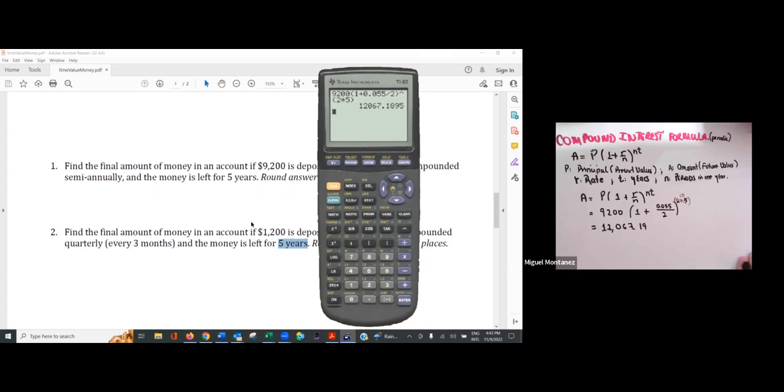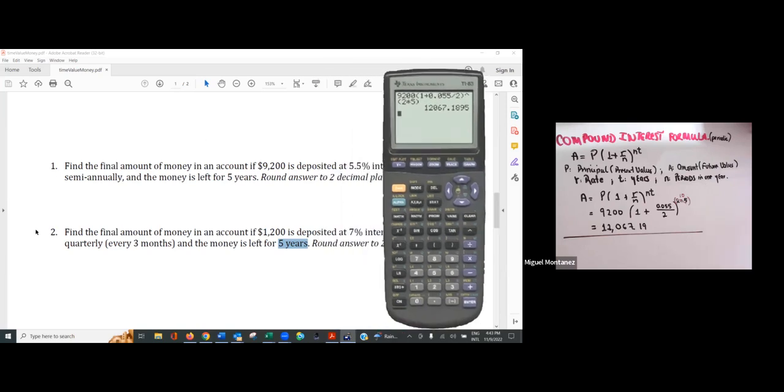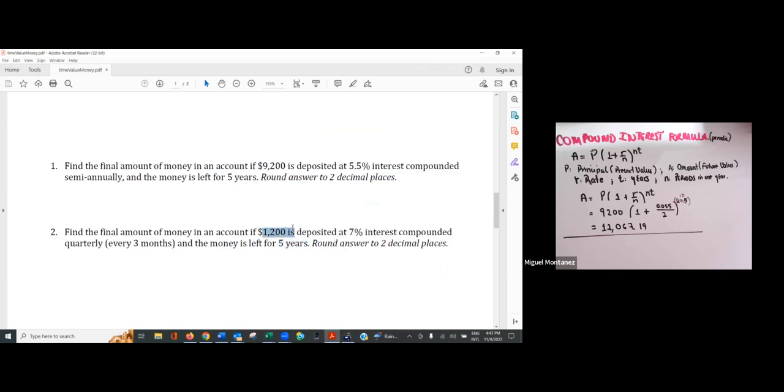Might as well try the second example since we have it here. Very similar. We're going to deposit $1,200, so that will be $1,200 at 7%, 0.07, compounded quarterly, 4 quarters per year. So n will be 4, times 5 years again. So that will be it.